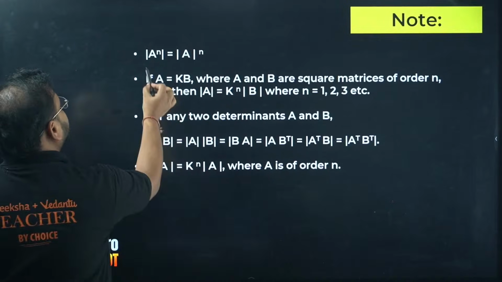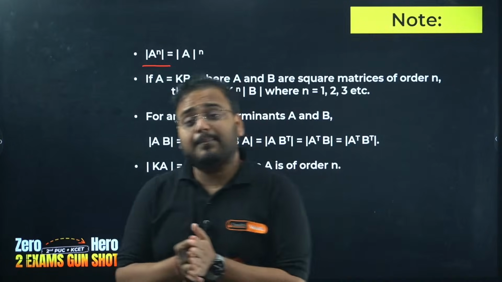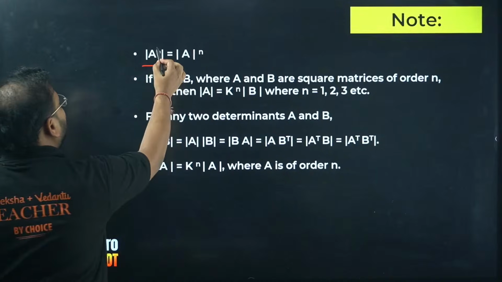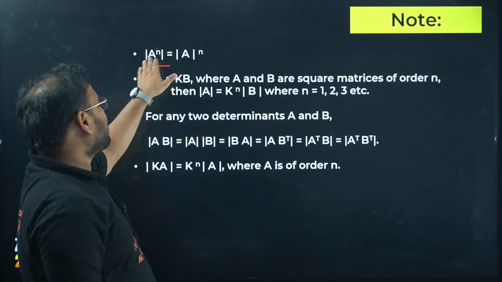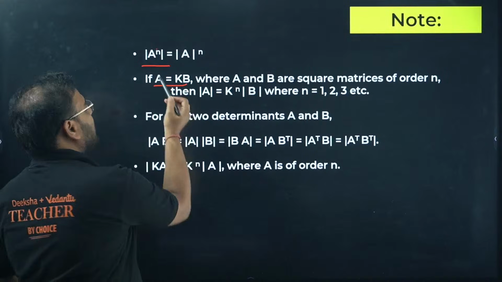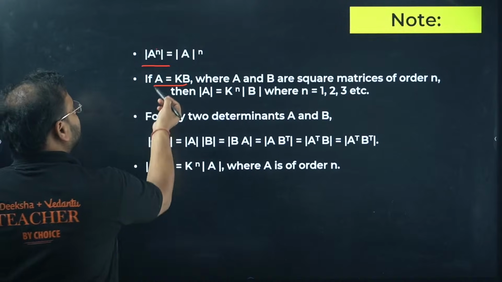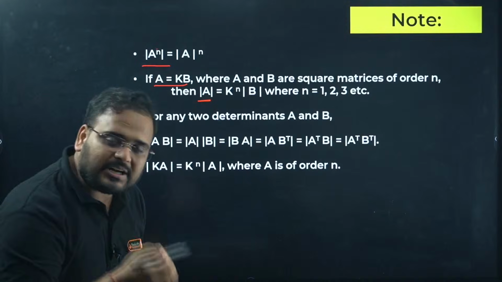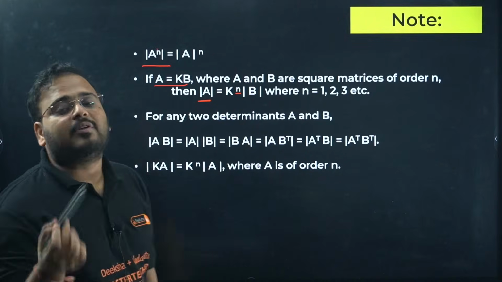Now this property is very, very important when you are looking for the determinant of A power n. The determinant of A power n is simply given by determinant of A, power n. This means the power comes out of the determinant, and you simply write it from matrix power to determinant power. Now if you have A equals kB, meaning a constant k is multiplied to the matrix B, and you're looking to find the determinant of A, then you simply take k outside the determinant and raise it to the power of n. What is n? n is the order of the matrix.